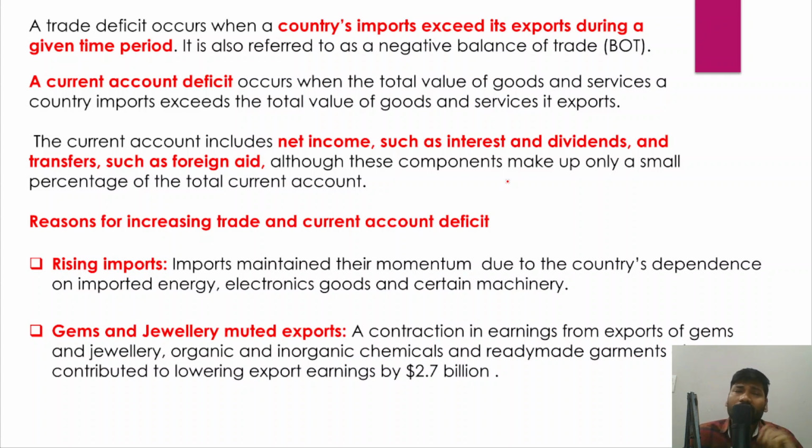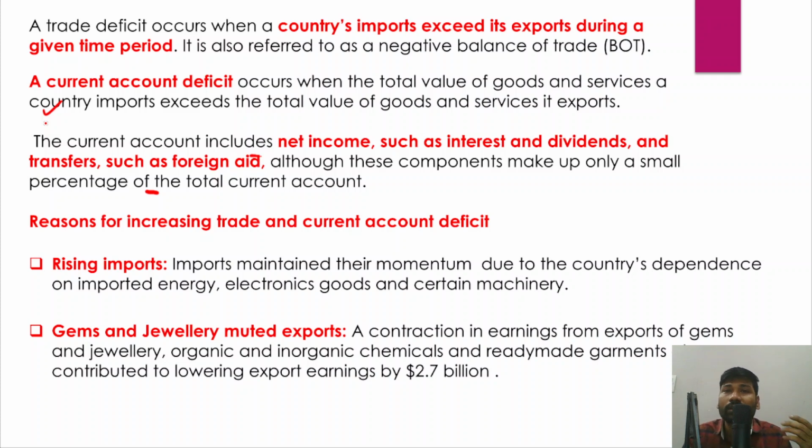And in fact, current account deficit essentially occurs when the total value of all goods and services a country imports exceeds the total value of goods and services that the country exports, right? So that is what is known as the current account deficit. And in fact, the current account essentially includes net income such as interest, dividends, transfers, and even foreign aid as well. Although these components make up only a small percentage of the total current account, they are also part of the current account calculation, right? So this is the definition of the current account deficit.